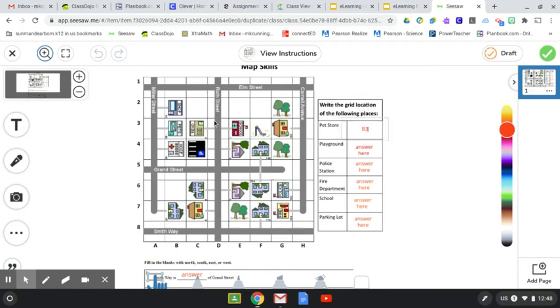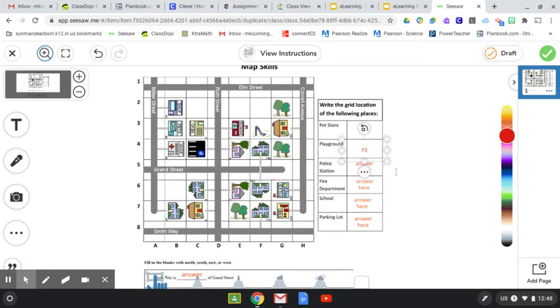Okay, and now I'm looking for the playground. I'm going to guess that this slide right here is probably where the playground is. So I look over. That's also in column 3, but it's in F. So that one's F3. So that's how you read a grid map. So your playground would be F3.